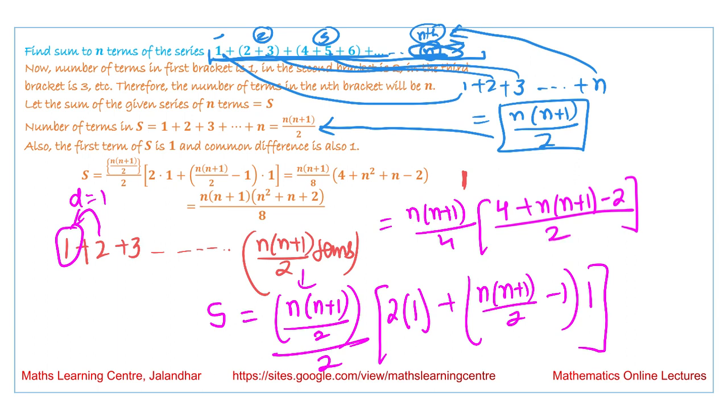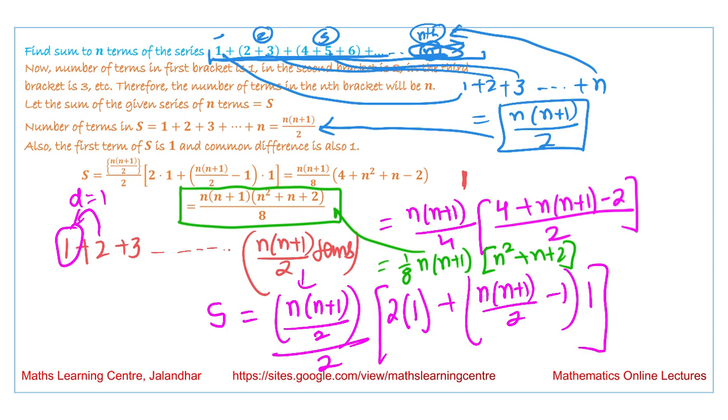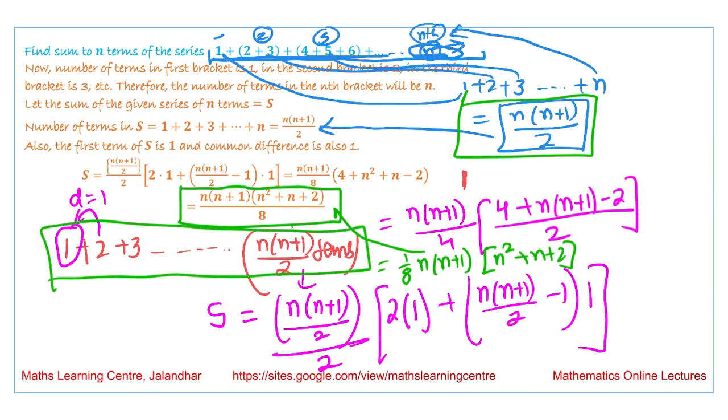So the final answer we obtain is 1 by 8 n into n plus 1, and this value we obtain is n square plus n plus 2. So this is the sum of all these terms. We have an AP 1 plus 2 plus 3 and so on up to n into n plus 1 by 2 terms, and the sum of all these terms comes out to be 1 by 8 n into n plus 1 into n square plus n plus 2.